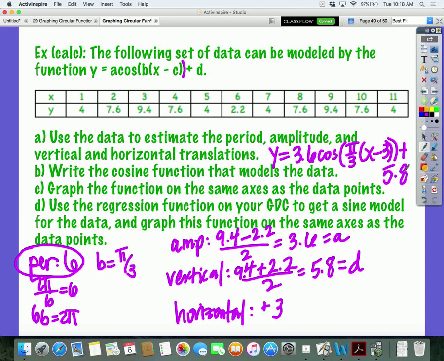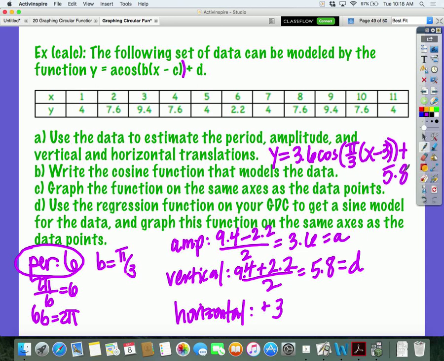Well, if it was sine, wouldn't it be the time to the first min? For sine, it would actually be wherever it crosses that equilibrium line of 5.8, which would be somewhere between 1 and 2. Because that equilibrium line is our vertical shift, which is 5.8, and so it would be somewhere in between here and here.